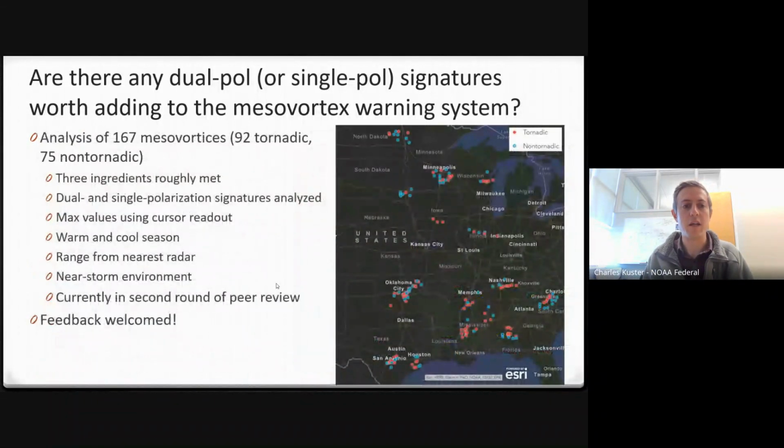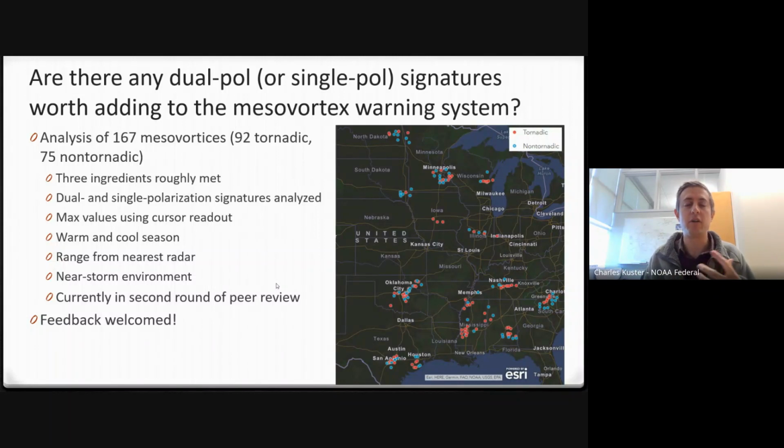In terms of our analysis, we looked at 167 mesovortices in total, about 20 more tornadic than non-tornadic mesovortices. For all of the mesovortices, the 3 ingredients were roughly met. Like I said, there was some wiggle room, so I didn't have a hard cutoff of 30 knots, but at least roughly the 3 ingredients were met. If they weren't met, then the mesovortex wasn't included in the analysis. But it is relatively unusual to have mesovortices, especially tornadic ones, forming where the 3 ingredients are not met.